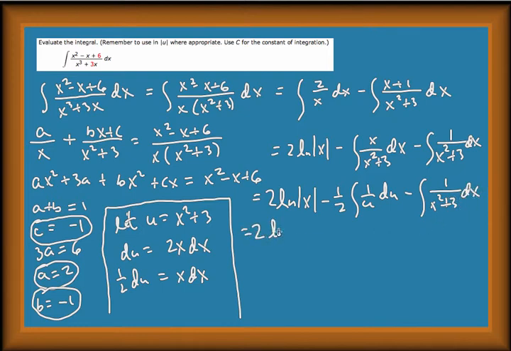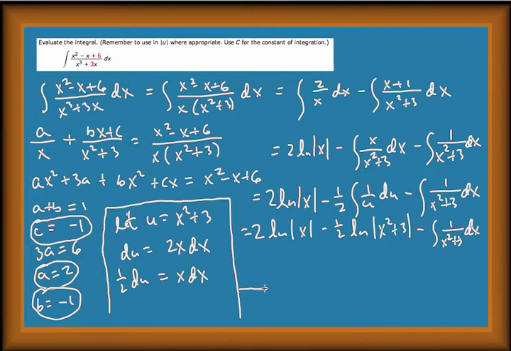So we have 2 natural log absolute value of x minus 1/2. Now we're going to have a natural log again, and I'm going to go ahead and substitute for u again, and we're going to have the absolute value of x squared plus 3. And we still have this integral here, 1 over (x squared plus 3) dx.